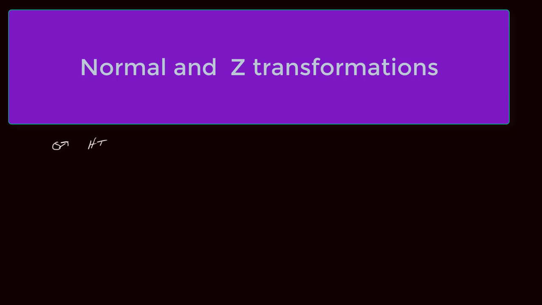This video I like to call normal and Z transformations. We've seen in the previous video that the male American population in the current years has height that's distributed normally with a mean of 69.5 and a standard deviation of 2.4. That's an example of a normal probability distribution.